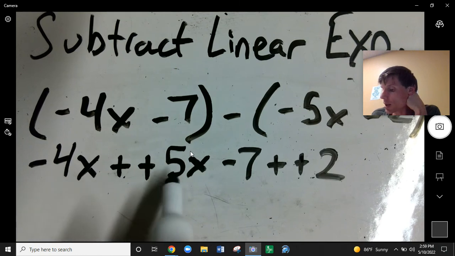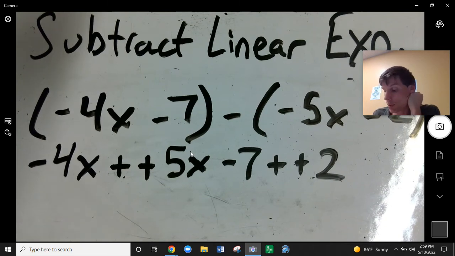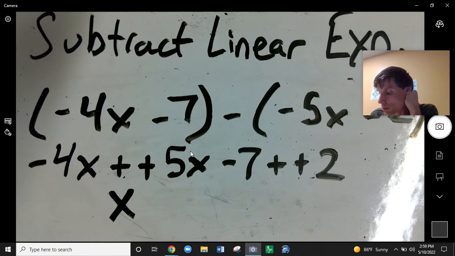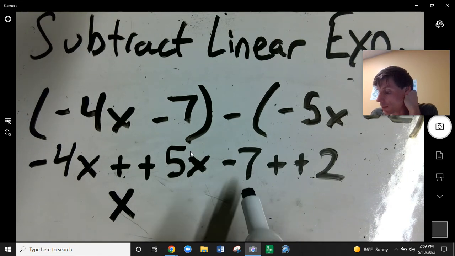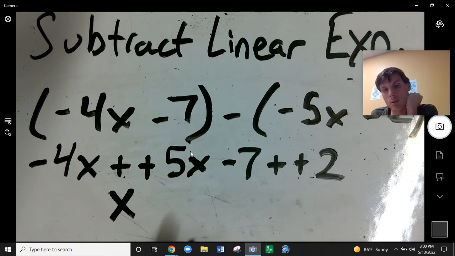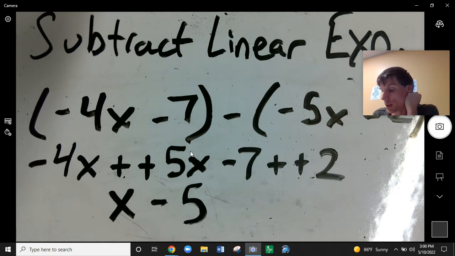So we have negative 4x plus 5x, okay? Again, we're at negative 4. You add 5. We're now positive. We're at positive 1x, or just x, we'll write. All right. And then we have a negative 7 plus 2. So we're at 7 below. We add 2. We're still in the negatives. Negative 7 plus 2, we end up with a negative 5. x minus 5.